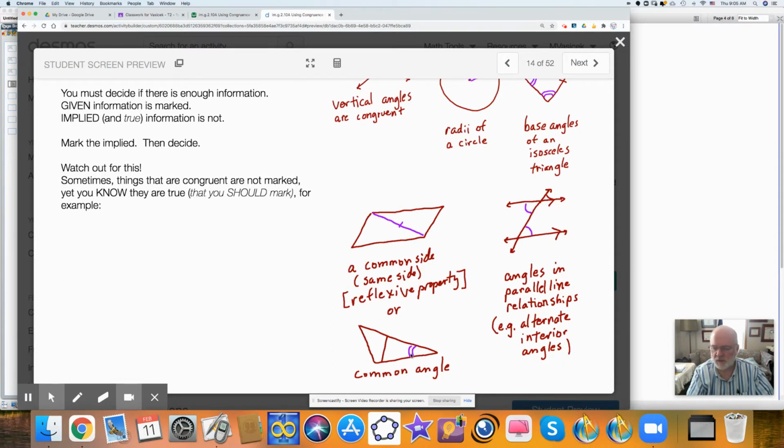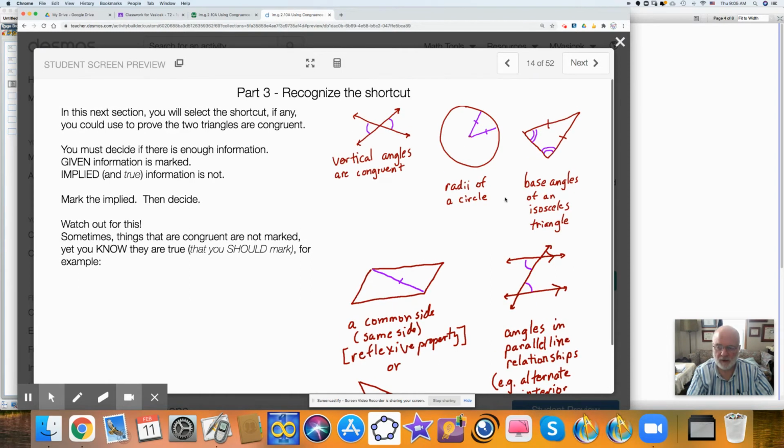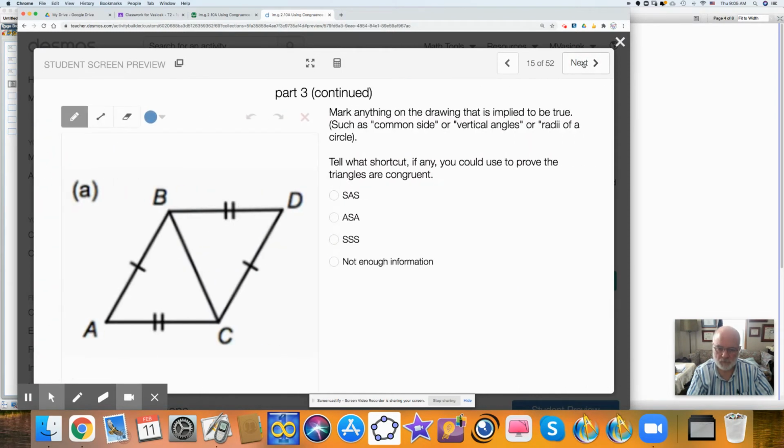We haven't seen this one yet. This is a common angle. And we also have the alternate interior angles or other angle relationships formed by parallel lines. And so, for example, here you have the common side. So you could use the side, side, side.